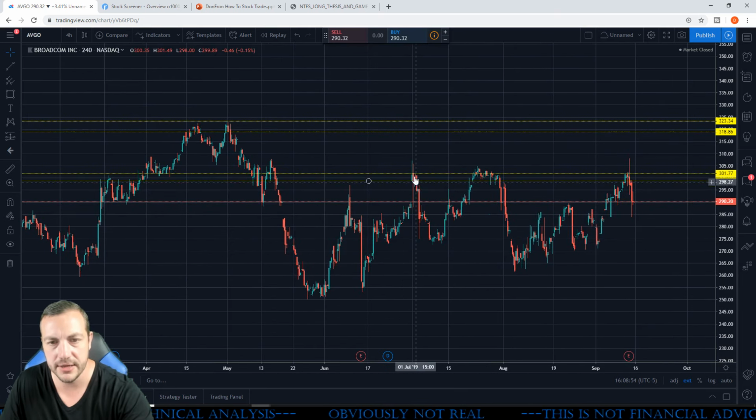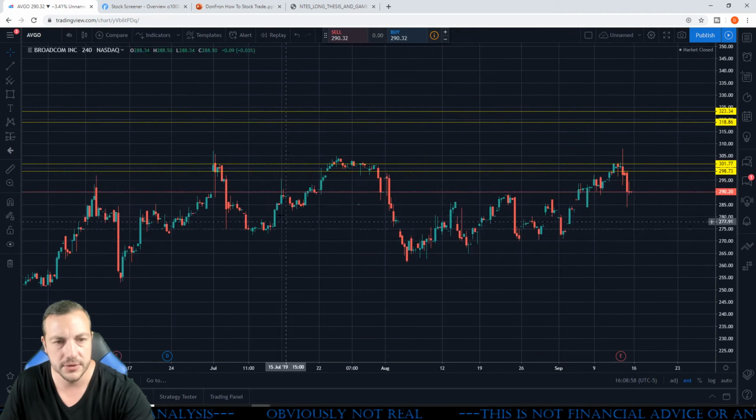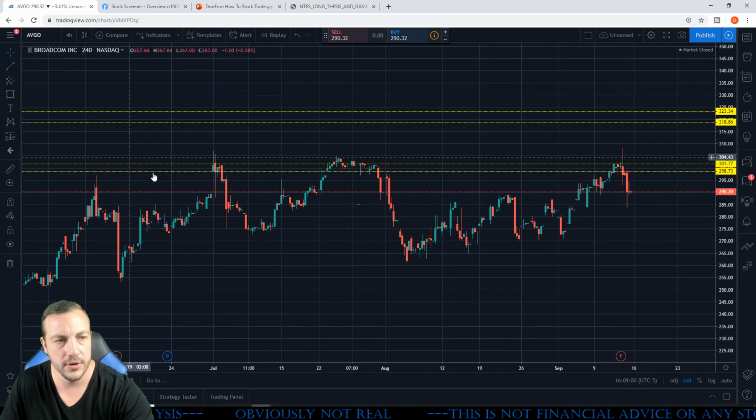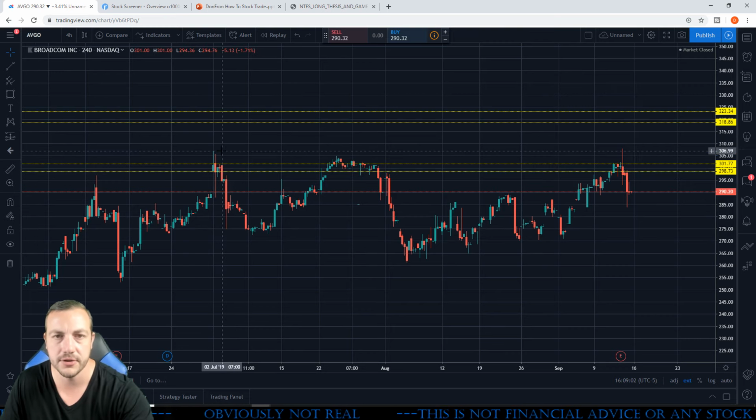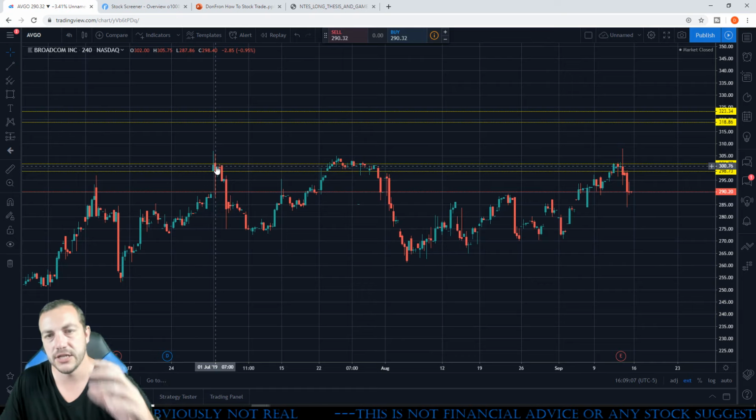So just that gap, that indecisive candle with wicks to both sides, also tells you right here all the buyers were here, all the sellers were here. That's that convergence. That's where they meet in the middle. That's where I like to get in.